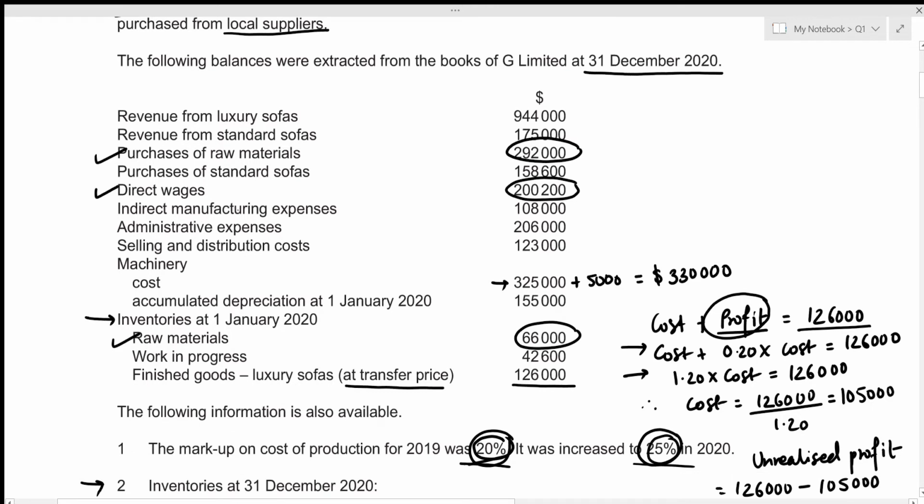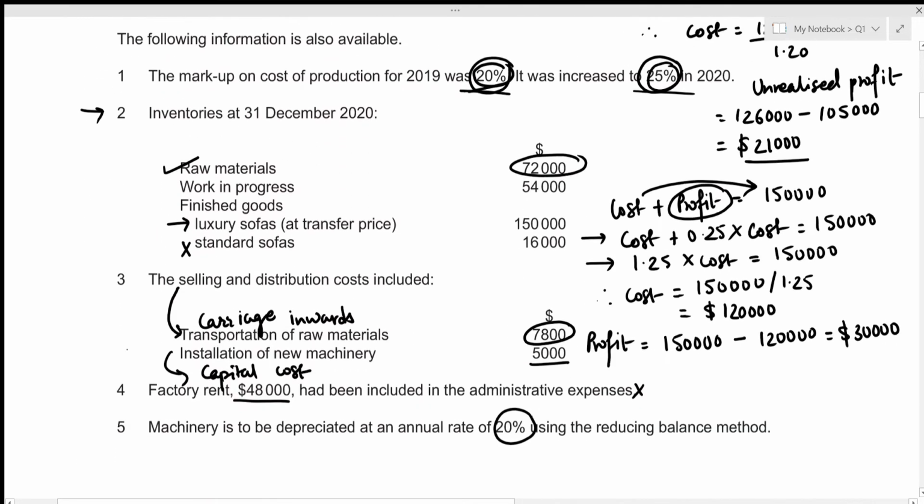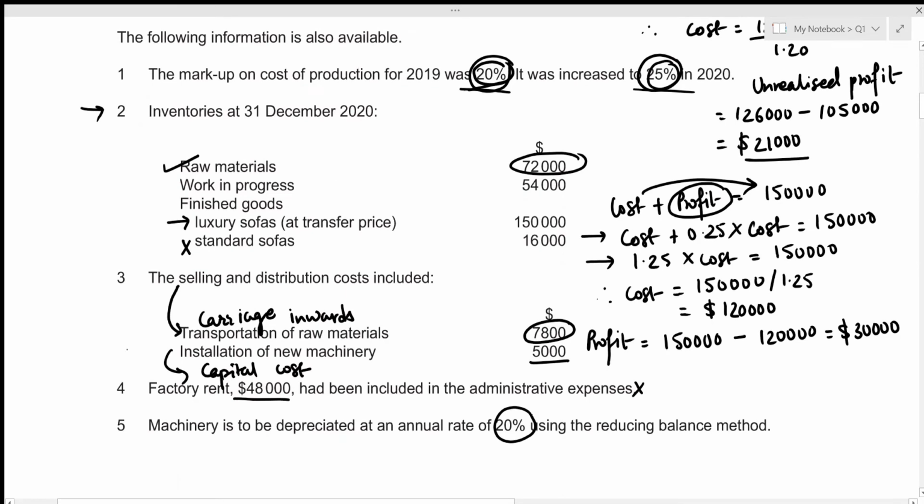So we have indirect manufacturing expenses that will be included in our factory overheads. Then we have administrative expenses and selling distribution costs. These will be included in the income statement. And we have machinery. So for machinery, we need to charge depreciation, which will be again included in our factory overheads and not the direct costs. So we included every direct cost there is. So we can just total and figure out our prime cost.